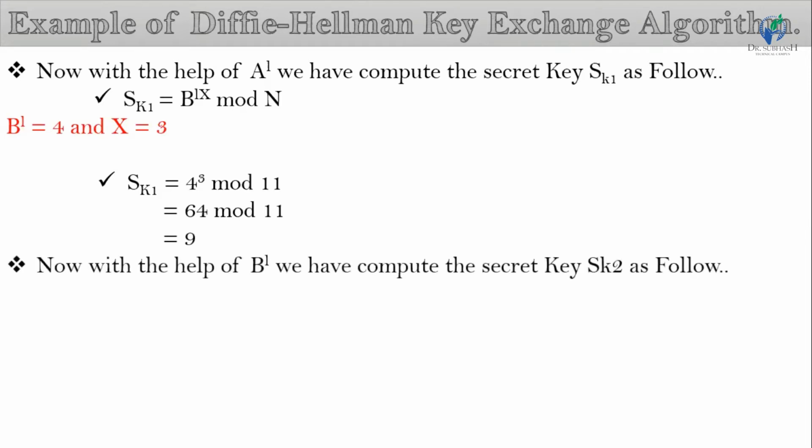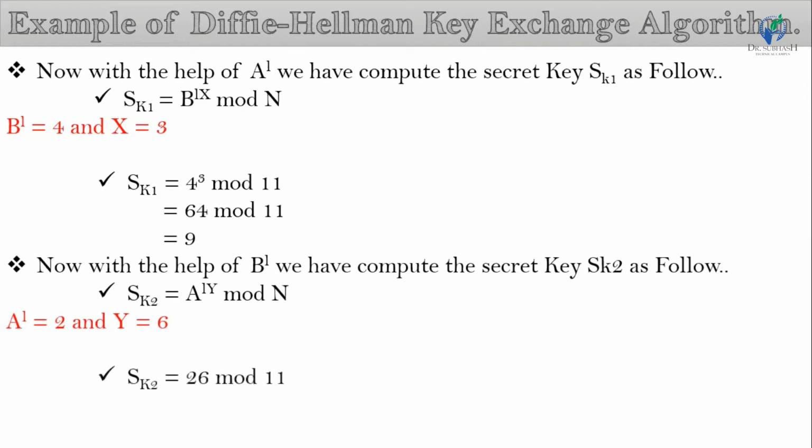Now with the help of B dash, we compute the secret key SK2 with the following equation. SK2 is equal to A dash raised to y mod n. We put A dash equal to 2 and y equal to 6 in this equation. So SK2 is equal to 2 raised to 6 mod 11, which is 64 mod 11. The answer is 9, so our SK2 value is 9. This way we have found the SK1 and SK2 values, and they are the same.